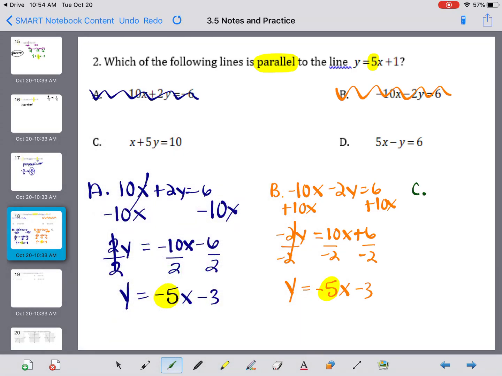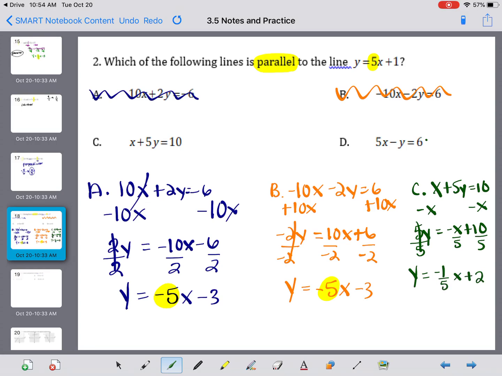Let's try C. This will finally determine what our correct answer is. So take a look at C. We have x plus 5y equals 10. So solve for y, move the x over. We get 5y equals negative x plus 10. Divide by 5. So y is equal to negative 1/5 x plus 2. Oh, they're opposite reciprocals, but they're not the same. So these lines would be perpendicular, but they're not parallel. So by process of elimination, our answer is D.